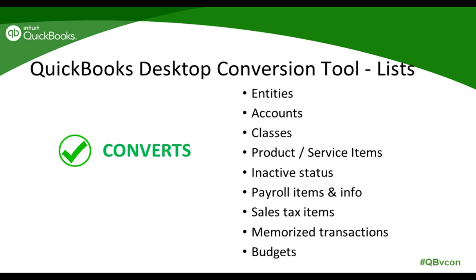Your product and service items, that list also converts from QuickBooks Desktop to QuickBooks Online. When you convert to QuickBooks Online, there are 3 item types. And you know there are more in QuickBooks Desktop, but we have 3 item types in QuickBooks Online: inventory, non-inventory, and service. So when you convert, and we'll look at the conversion process in a little bit, we're just talking about what converts and what doesn't right now, but when you convert, you'll be asked whether you want to turn on inventory or not.